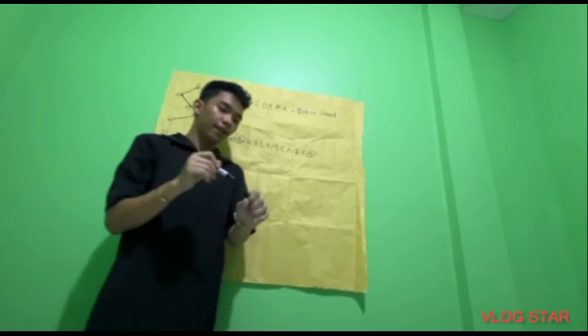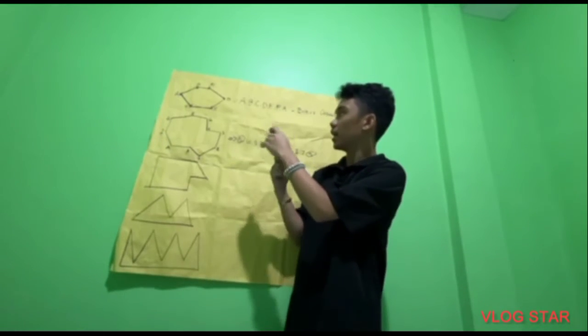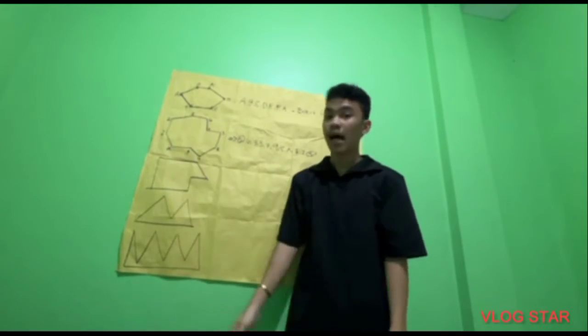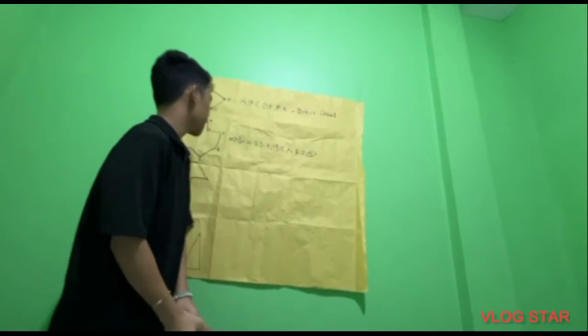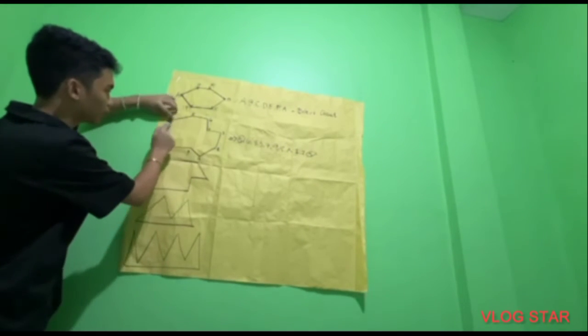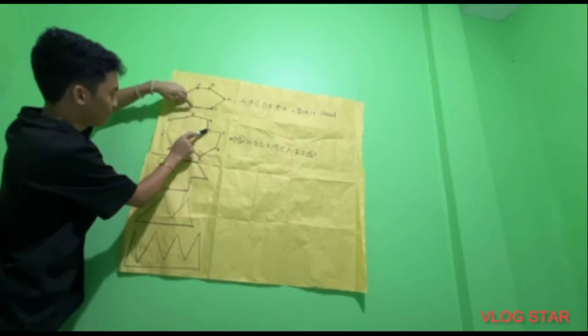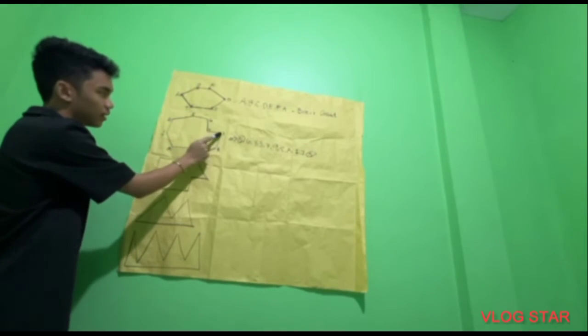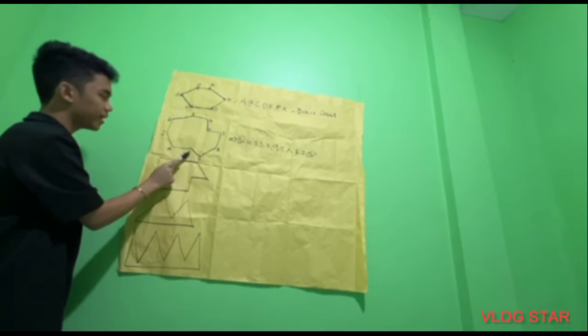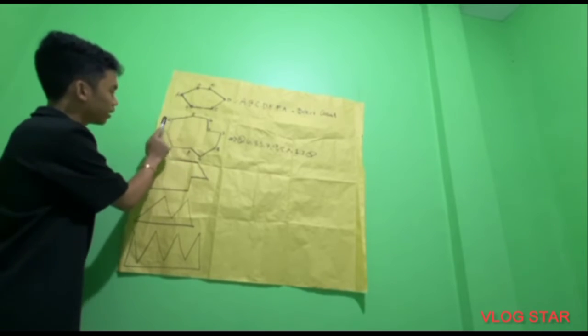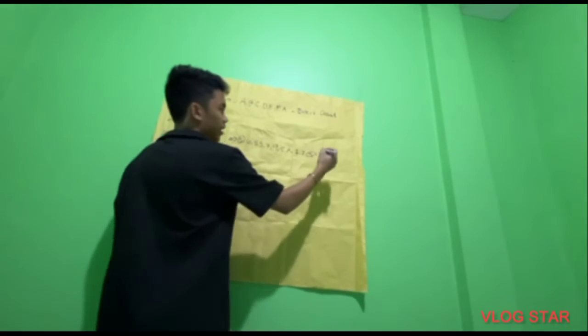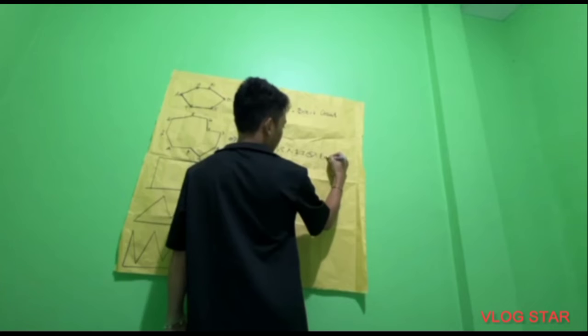So next, let's check if all of these have an even degree. So 5 has 2, 6 has 2, 4 has 2, 3 has 2 degrees, and so on. So everything has 2 degrees, so this is Euler's circuit.